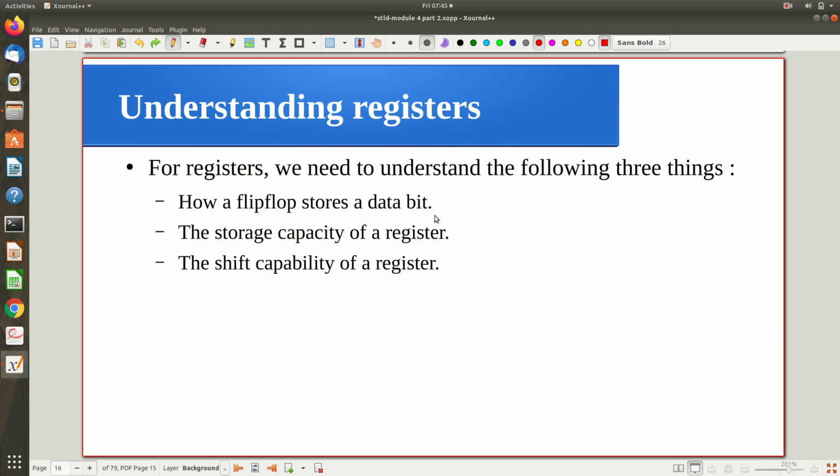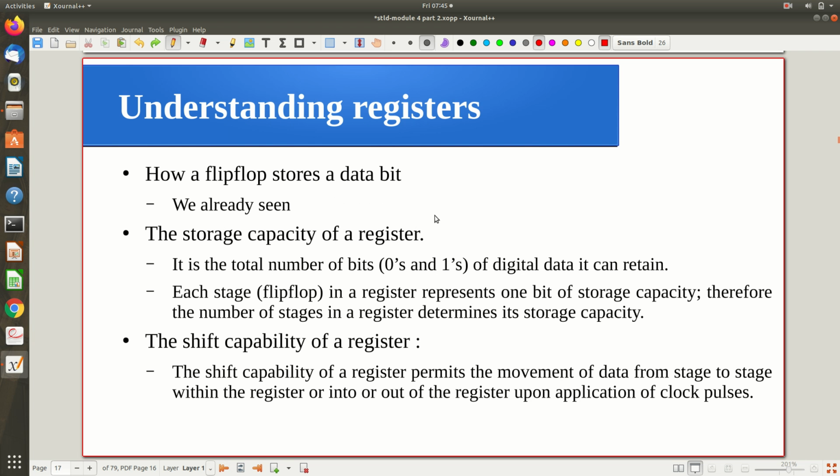And what about the shift capability of the register? Other than storing, we are interested in data movement, right? Shift: how it is shifting data, say from right to left or left to right, or sometimes we will shift from an external source to the register, or from the register to an external source. Inside the register itself, we will move or shift the data right or left, or rotate, like that, right? That also you have to analyze.